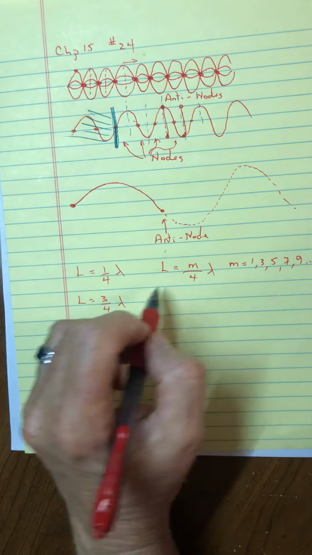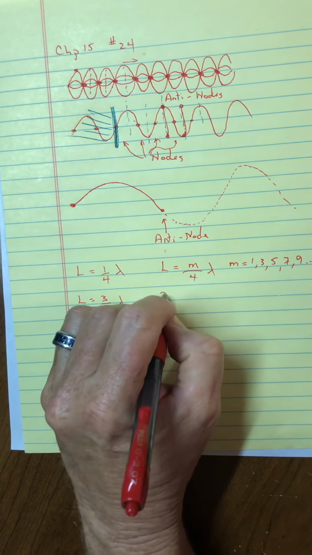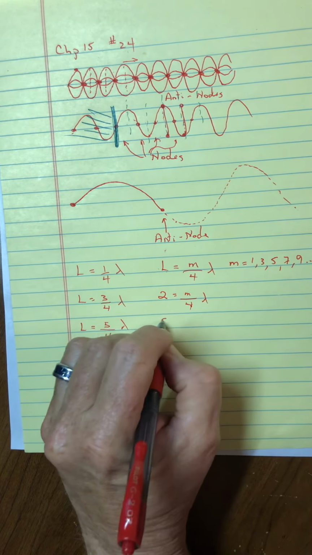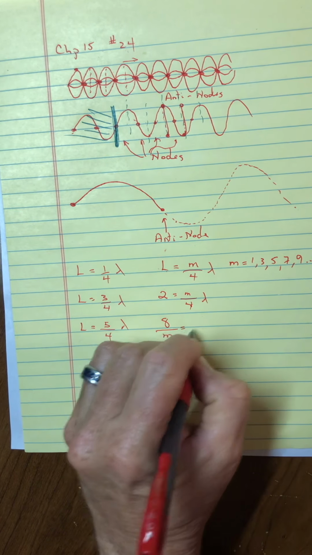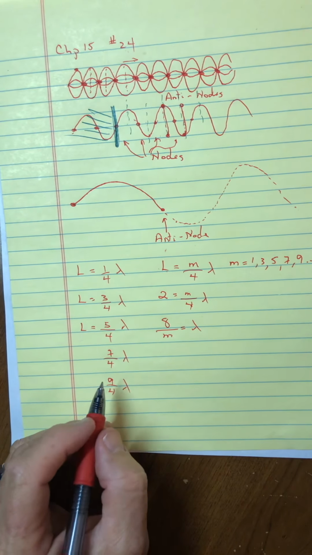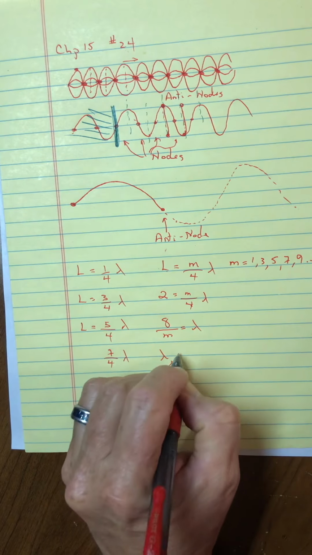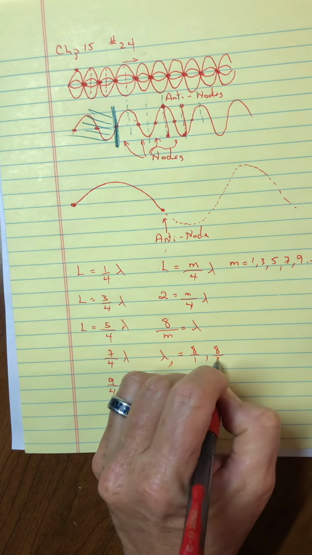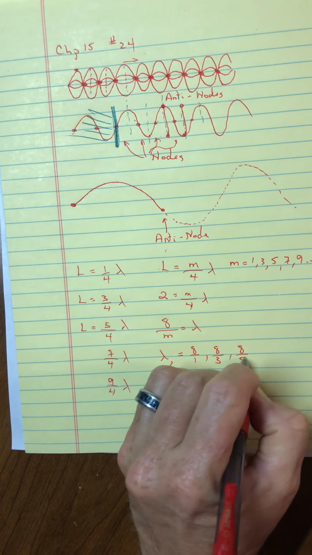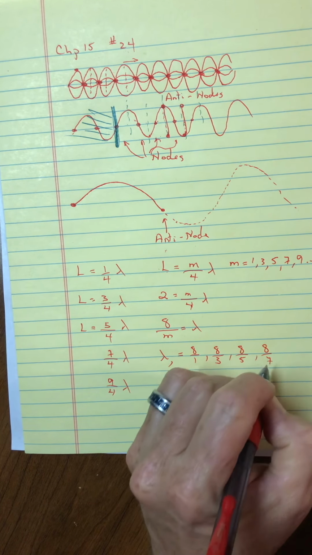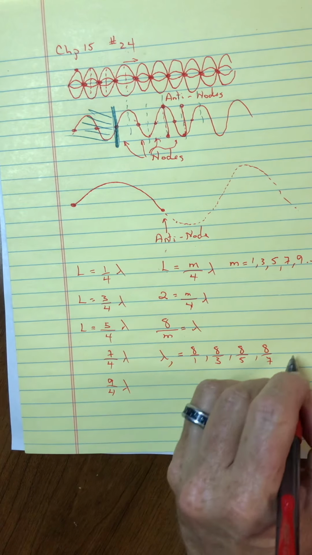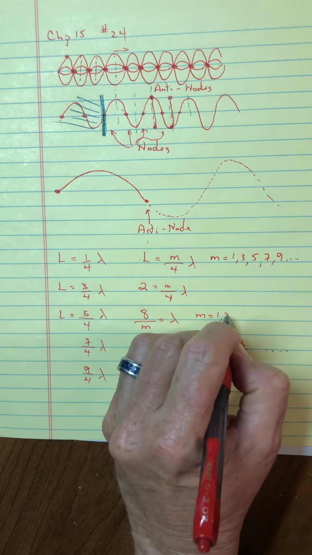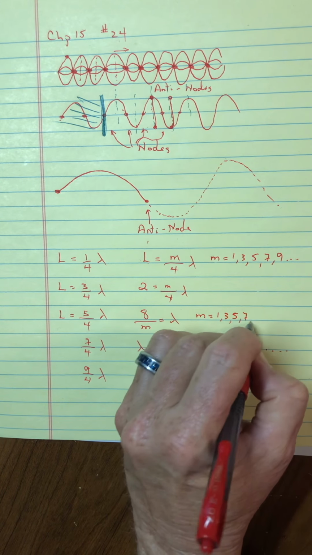Now, they did give us the length of this. This is a 2. So if we bring the 4 over, that's an 8. Bring the M over, and that's our different wavelengths. So our different wavelengths are 8 divided by 1, 8 divided by 3, 8 divided by 5, 8 divided by 7, and so on. Or up here, you can just say 8 divided by M, where M is the odd integers.